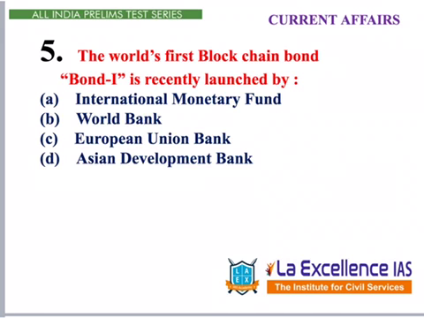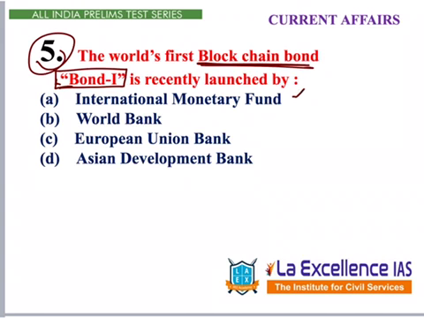Next current affairs question is given under question number 5. The question says, the world's first blockchain bond named Bond I was recently launched by whom? In general, if we see, this is a bond for money. So we might think this as the correct answer. But this is a factual question. If we know it 100%, then only we should answer. Otherwise, we should leave such questions.